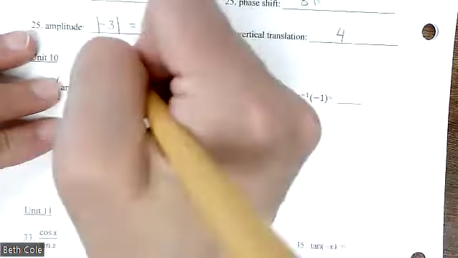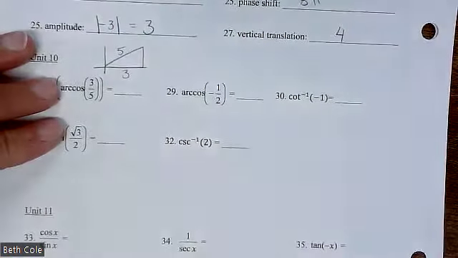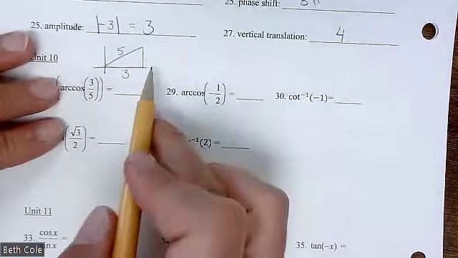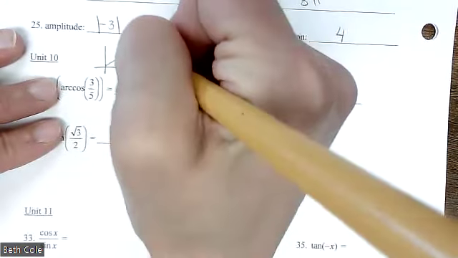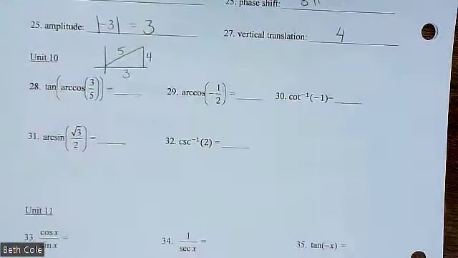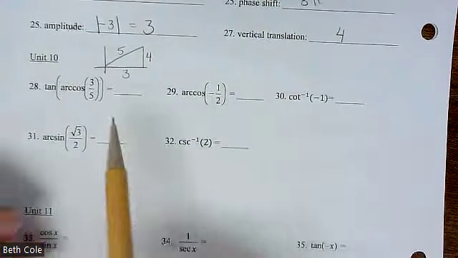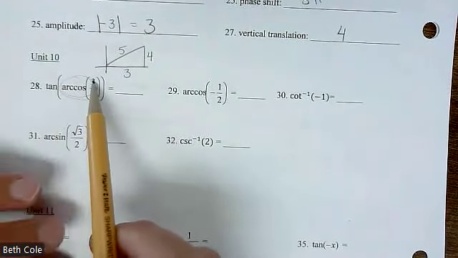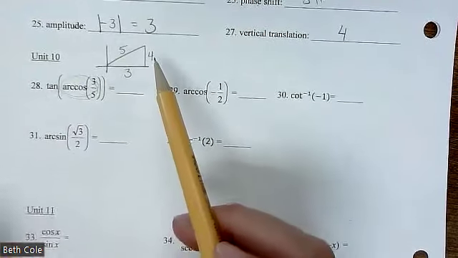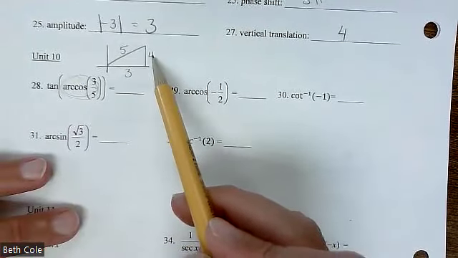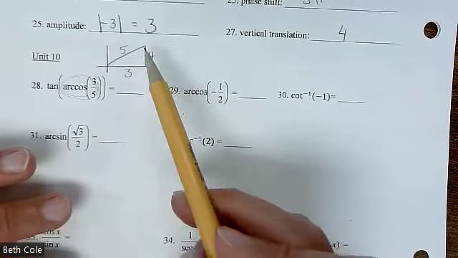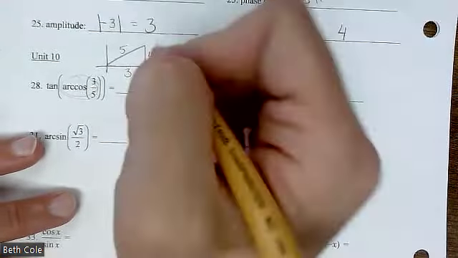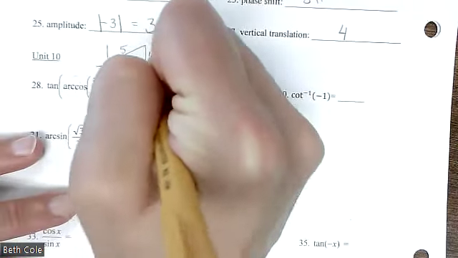Cosine is adjacent over hypotenuse. So what does that mean your other side is? 4. Good. So that's your work, that inside part. And then you're going to do tangent of that. So tangent is what over what? Opposite over adjacent. So it will be 4/3.